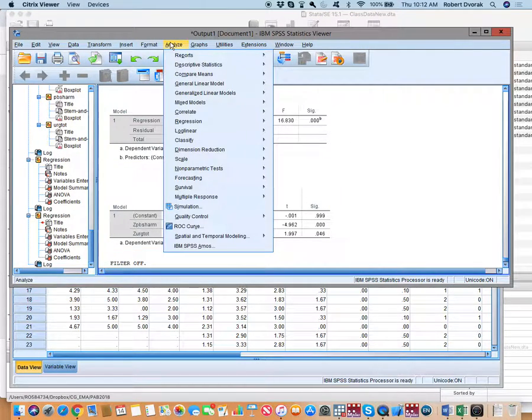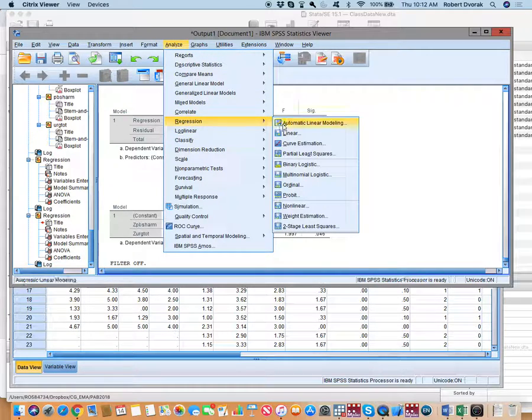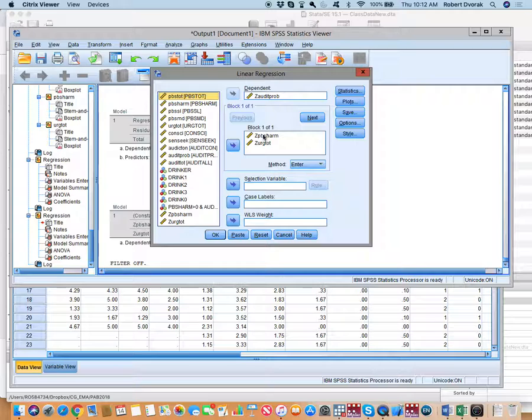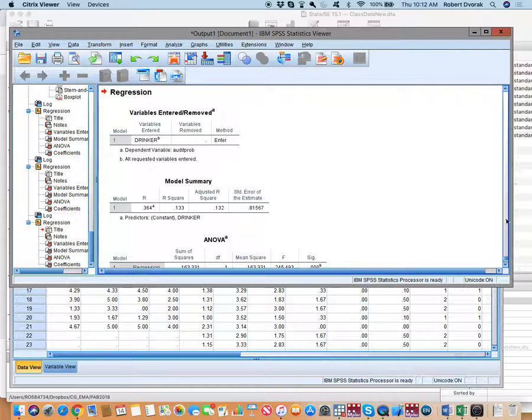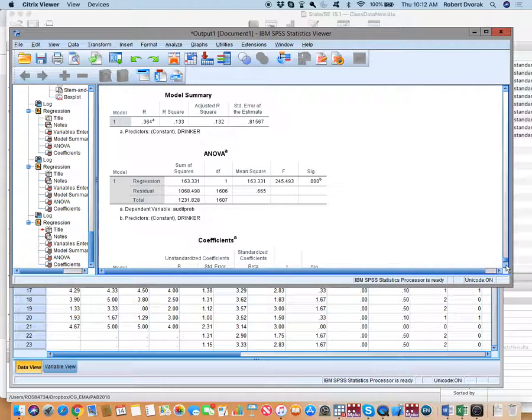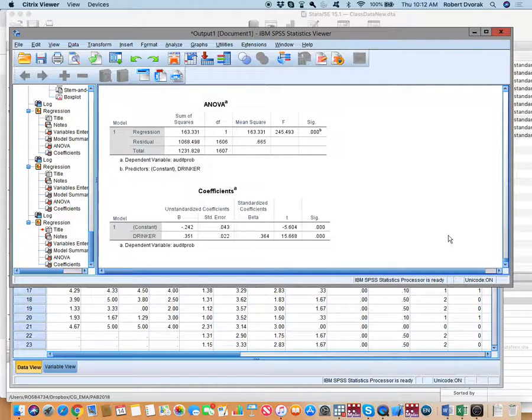Let's go analyze, regression, linear. And let's put in drinker as our predictor and audit problems as our dependent variable. We hit go. And we do see that drinker is positively associated with alcohol-related problems.